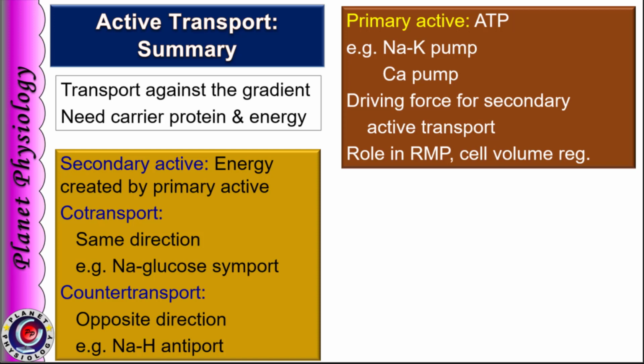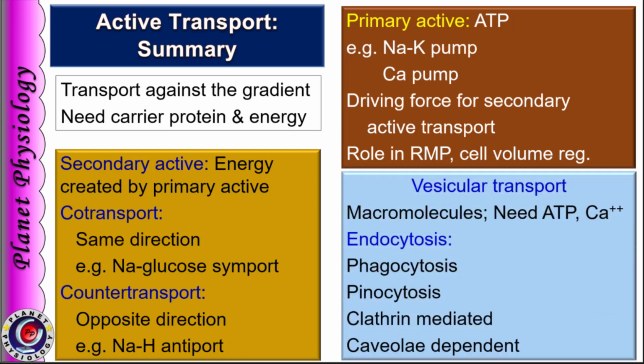It is of two types, co-transport and counter-transport. In co-transport, two or more substances travel in the same direction. Example, sodium-glucose import. In counter-transport, two or more substances are transported in opposite direction and example is sodium-hydrogen antiport. Vesicular transport is for macromolecules and they may require ATP and calcium ions. It is of two types, endocytosis and exocytosis. Endocytosis can be phagocytosis, pinocytosis, clathrin-mediated or caveoli-mediated endocytosis. Exocytosis can be non-constitutive or constitutive.